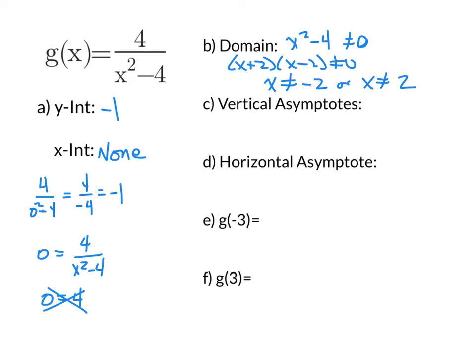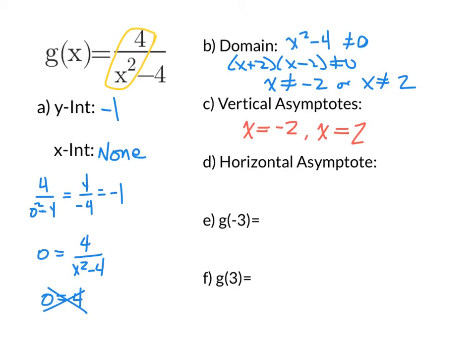The vertical asymptotes are directly related to the domain. Since x cannot equal negative 2, a vertical asymptote is going to be the vertical line x equals negative 2. And since x can't equal positive 2, a vertical asymptote is going to happen at the vertical line x equals positive 2.